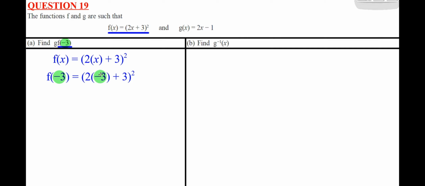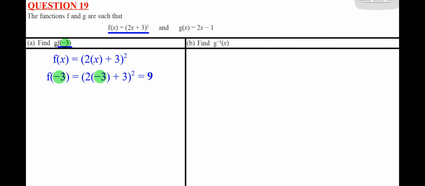2 lots of negative 3 is minus 6. Minus 6 plus 3 takes us to negative 3. If it were minus 6 degrees Celsius and then gets warmer by 3 degrees, it'd then be negative 3 degrees Celsius. So negative 3, then all squared. A minus times a minus makes a plus. So minus 3 multiplied by minus 3 gives positive 9. So therefore f of minus 3 is 9.